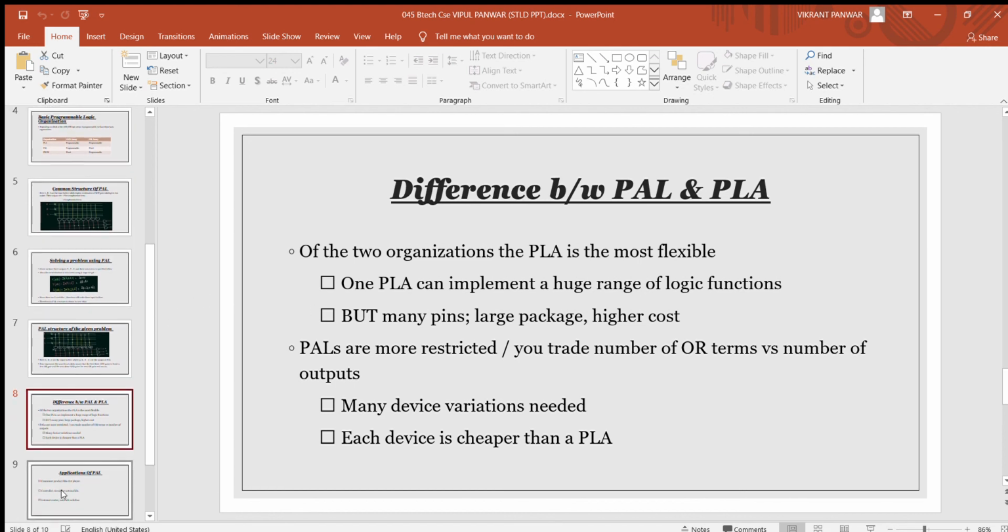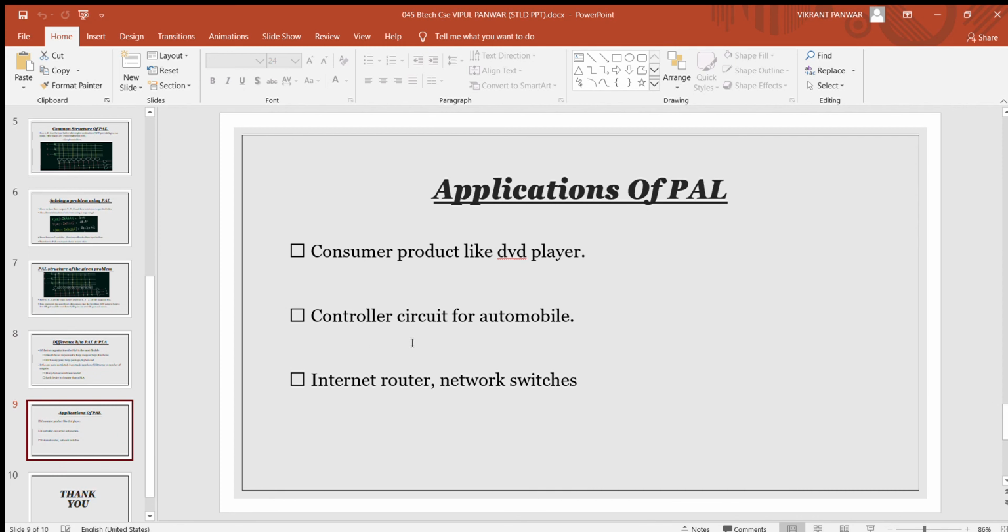Coming on to the next slide, the applications of PAL, that is, where programmable array logic can be used. It is basically used in DVD players, and circuits for automobiles. Circuits for automobiles means the radio and the cassettes that are used in the car, which is an application of PAL. Also Wi-Fi routers, internet, network switches, all these things that we use for internet connections are also applications of PAL.